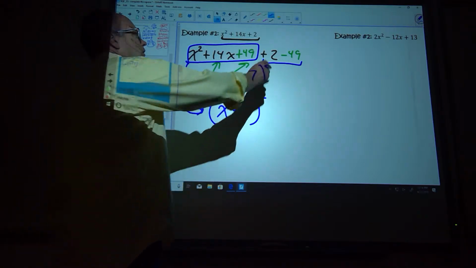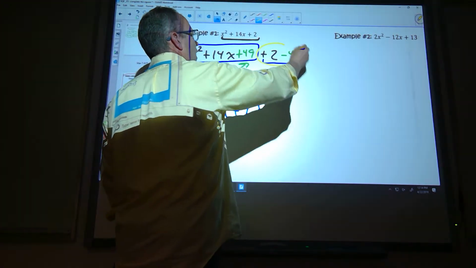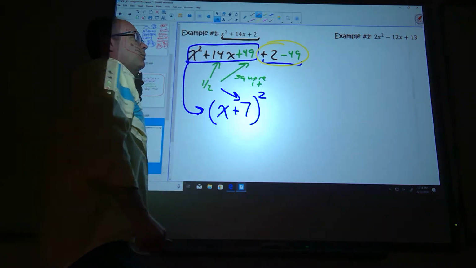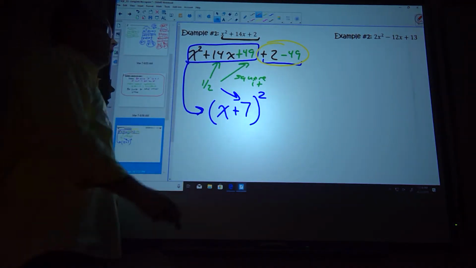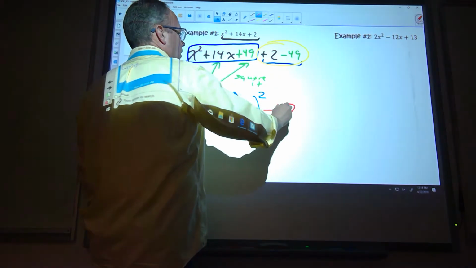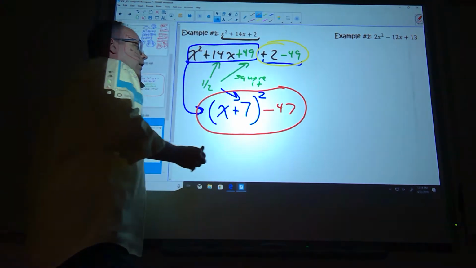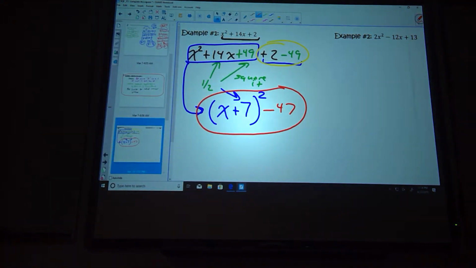So I have this little piece of arithmetic to worry about right here. So what does that equal if I add or subtract it? Negative 47. So this is called the vertex form. If we were graphing this parabola, that's how you would have it. And it's always going to be that same routine.